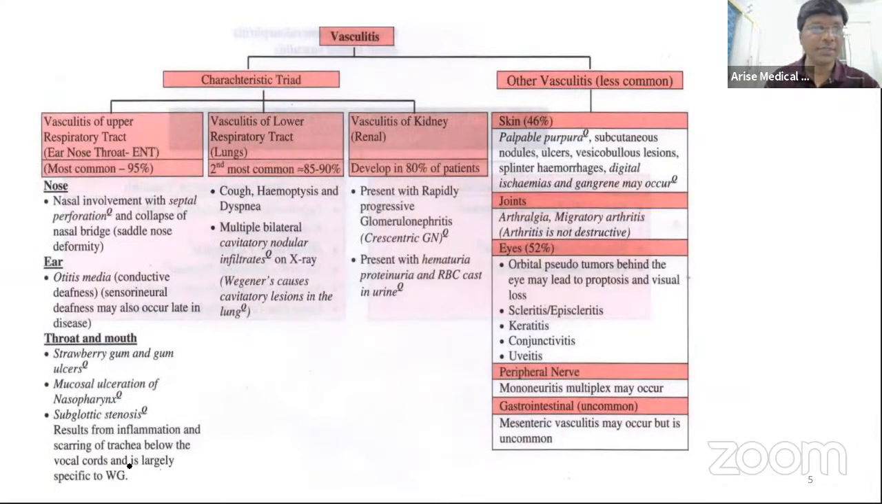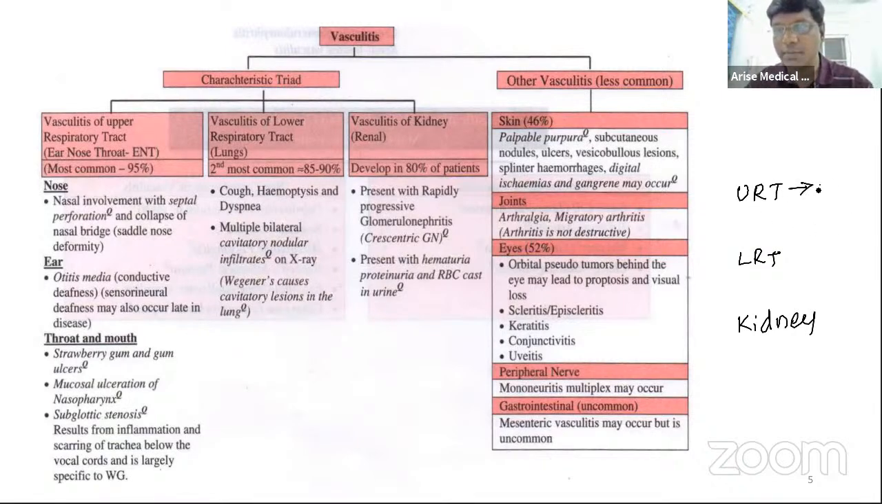Okay, now I said that in case of Wegner's, you have three classical manifestations, right? What are those? Upper respiratory, lower respiratory, and kidney involvement. And among all these, suppose the question is asked, vasculitis is very common in which structure? Remember, vasculitis is more common in the upper respiratory tract. That is a very important point that you need to remember.